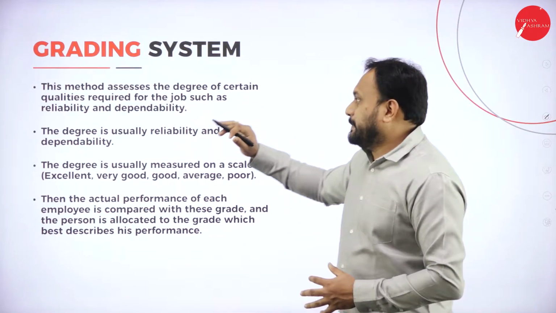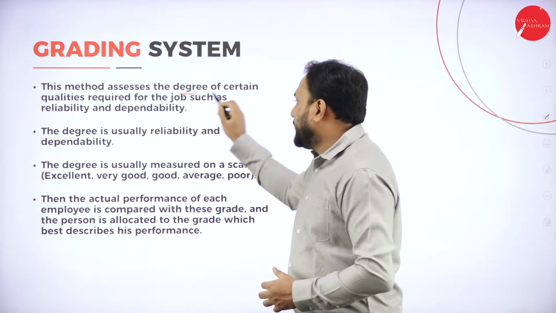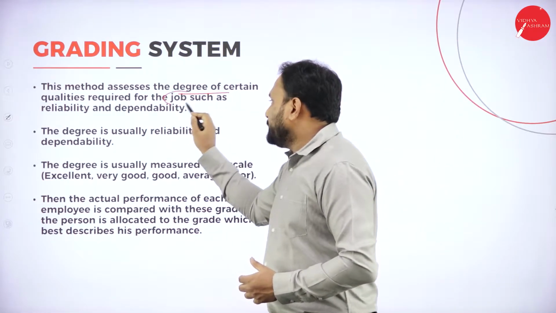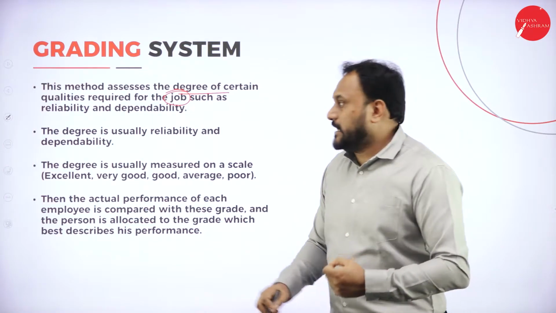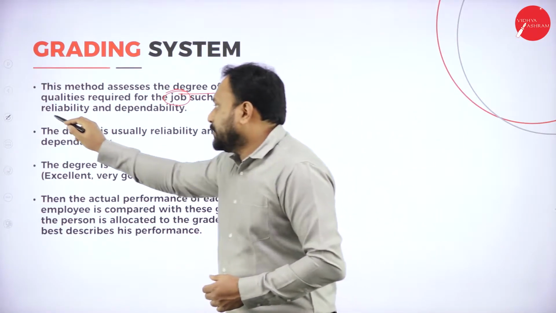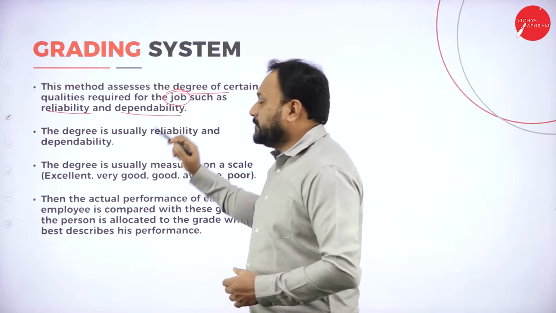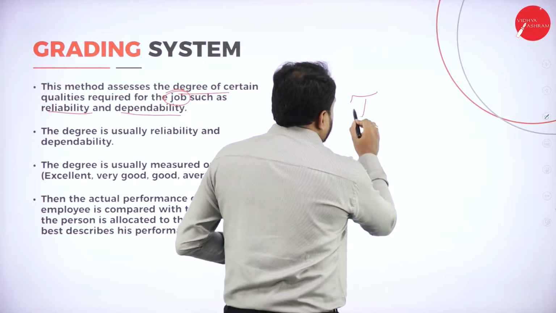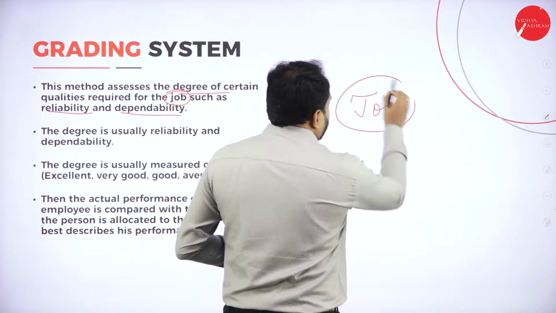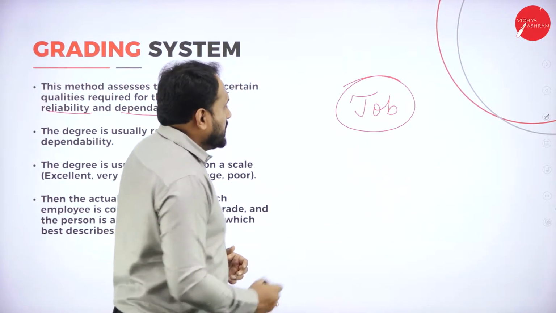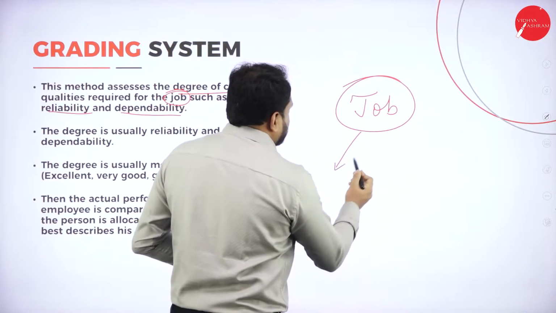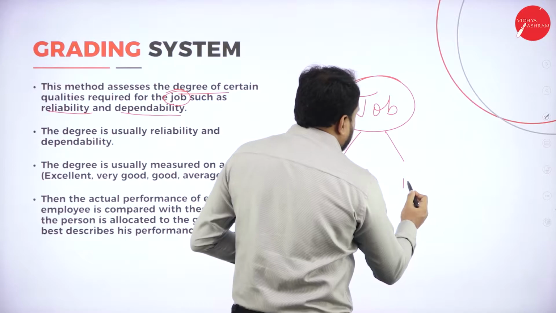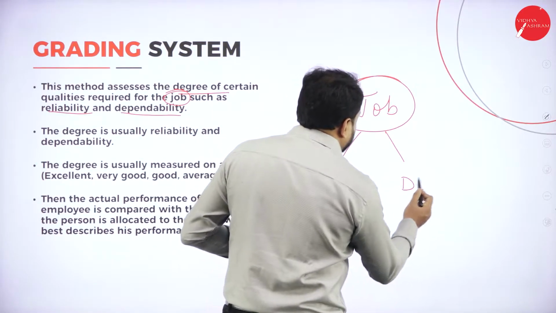So when we go with this method, the method assesses the degree of certain qualities required for the job, such as reliability and dependability. So this is what they go with. Say for example, there is a job, a work which a person needs to do. Now we will go with two of the measures. One is reliability and the next one is dependability.